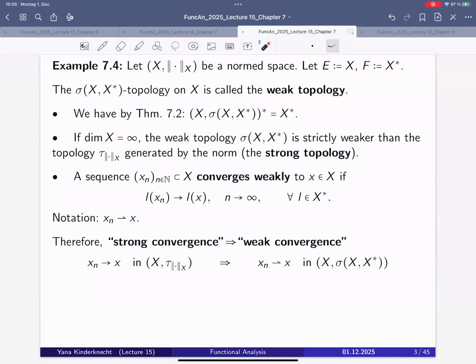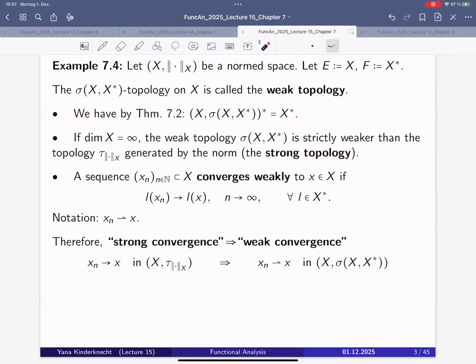And having all the results about this sigma topology in general, we conclude that the norm space endowed with this topology, sigma(X, X star), has its topological dual exactly X star. That is, we had a norm space and we had its topological dual. Now we have changed the topology, but in a way that the topological dual is preserved. And we also clarified last time that if the dimension of X is infinite, then this topology, which is called weak topology, is strictly weaker than the topology generated by the norm, also known as strong topology.